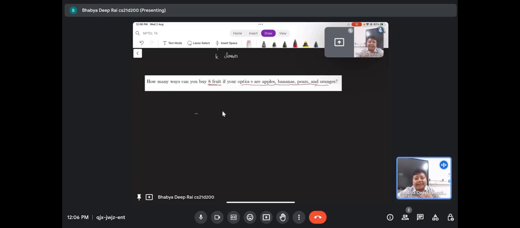How many ways can you buy 8 fruits if your options are apples, bananas, pears, and oranges? Okay, so you have 4 boxes, and you can only carry a total of 8 fruits.